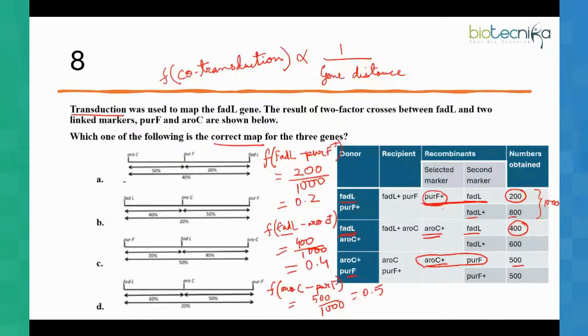That co-transduction frequency is inversely proportional to gene distance. So the two genes which have the least co-transduction frequency will have the maximum distance between them. So FADL and PER-F has the least co-transduction frequency. So if I make a gene map, then FADL and PER-F will be present on opposite sides. If I place FADL here, at the opposite end I will put PER-F. And the co-transduction frequency between them is 0.2. If you convert it into percentage, it will become 20%.